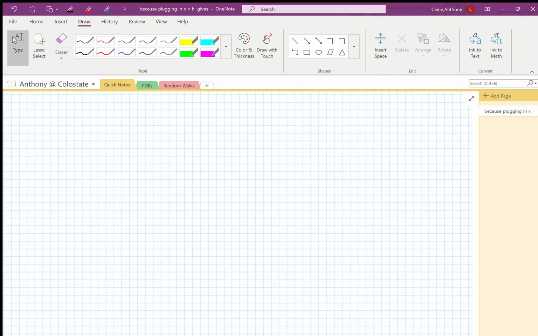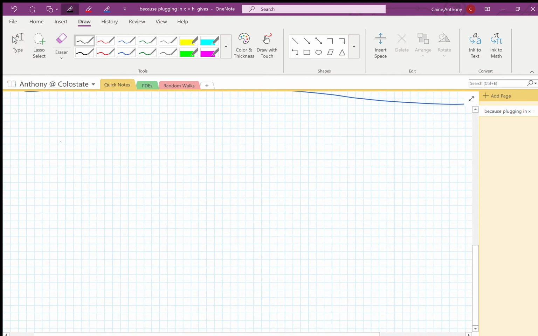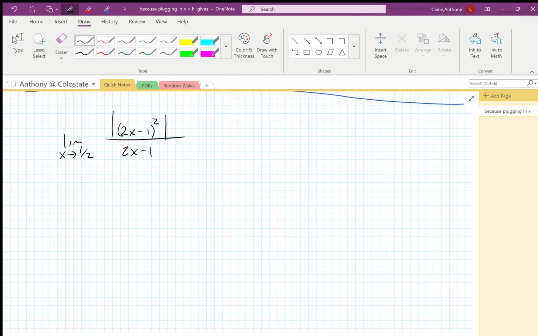Let's look at the limit as x goes to 1/2 of the absolute value of 2x minus 1 squared, over 2x minus 1. And again, if you plug in 1/2, you'll get 0 over 0. So the first step that we should do is figure out our piecewise function.